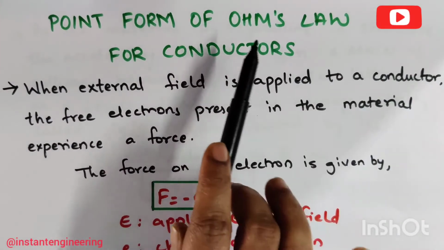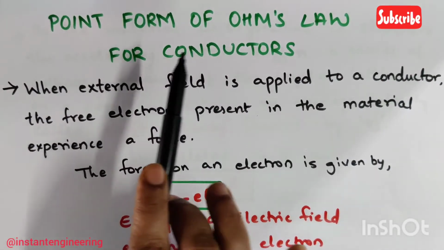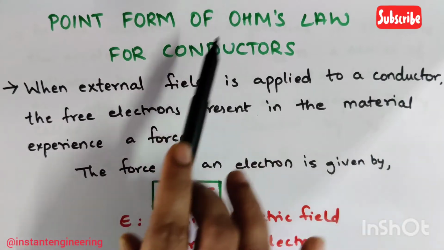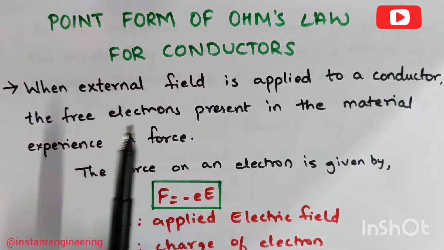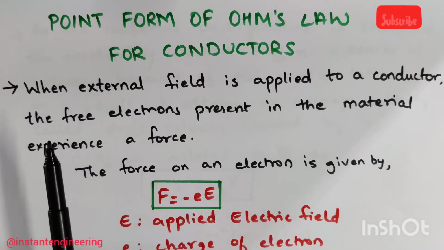So the next topic is the point form of Ohm's law for conductors. We generally know Ohm's law, right? V is equal to IR. So how you can apply that law for conductors, we'll see in this video.